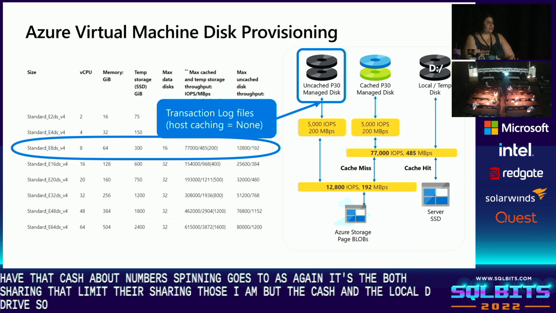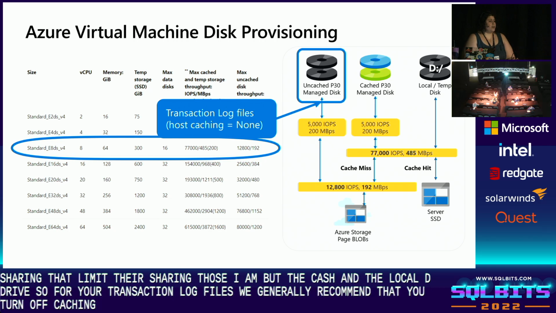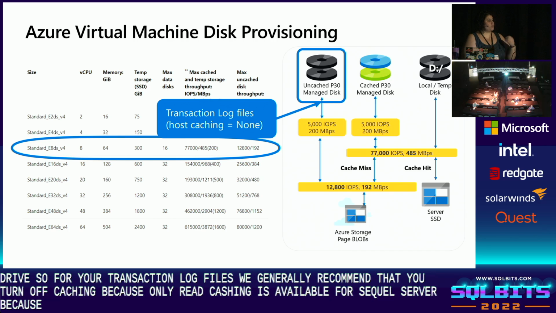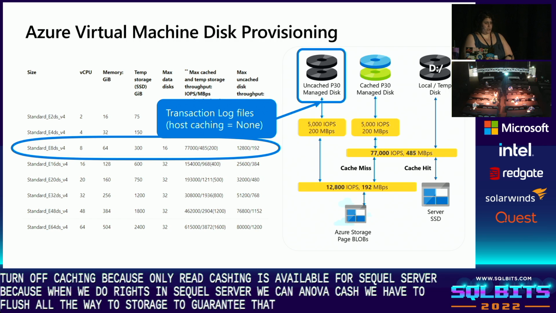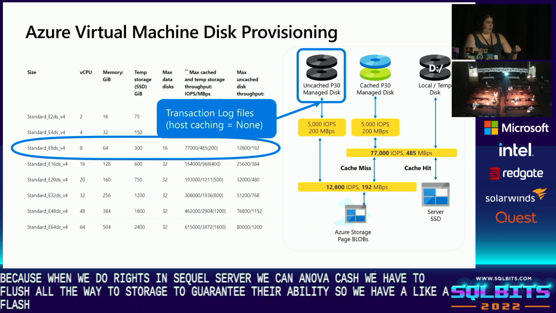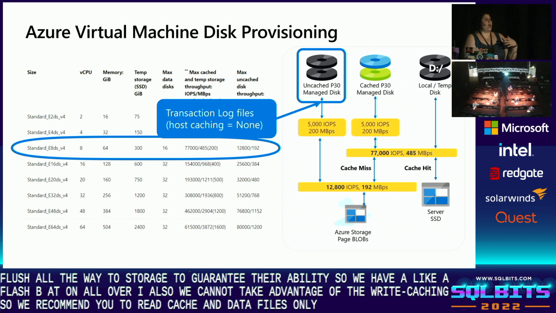For your transaction log files, we generally recommend that you turn off caching, because only read caching is available for SQL Server. When we do writes in SQL Server, we can't honor the cache. We have to flush all the way to storage to guarantee durability. So we have a flush bit set on all of our I/O, and we can't take advantage of write caching.